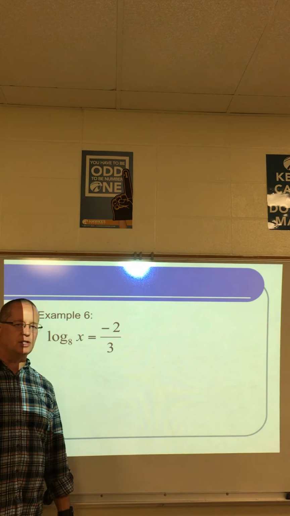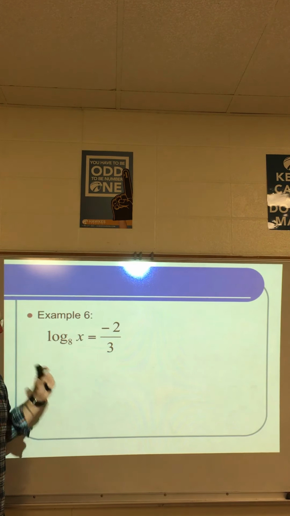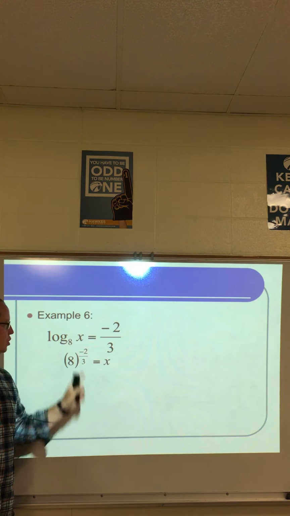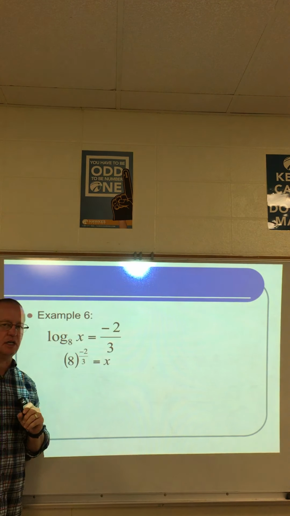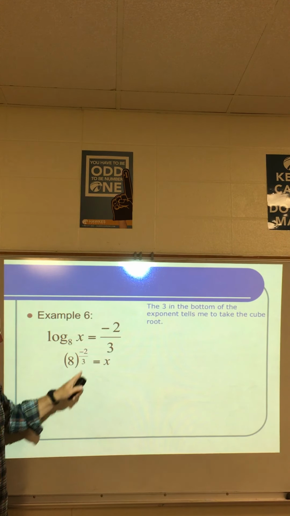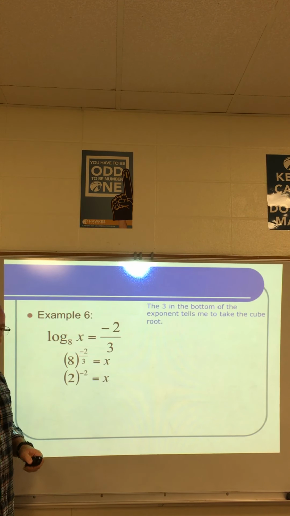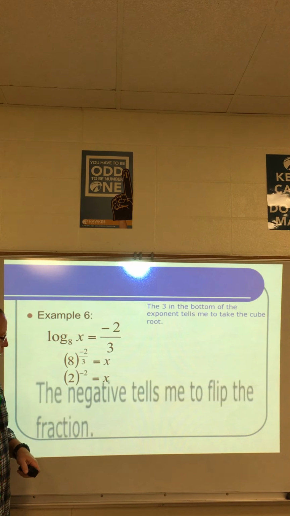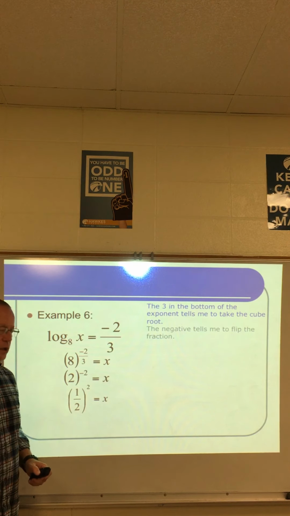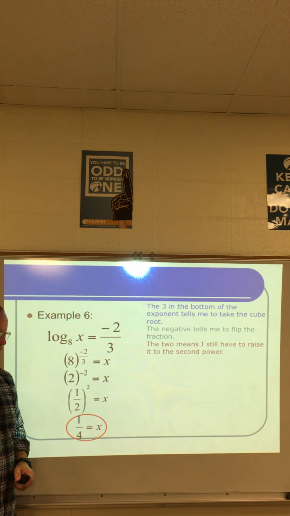So on a problem like this, probably as difficult as it can get, which is not very difficult at all, you're going to say, okay, go base to the power. You say 8 to the -2/3 power, because you always just say base to the power is equal to what's inside the logarithm. The negative tells you to flip that thing over. The 3 on the bottom tells you to take the cube root. We can go and do that right now. Cube root of 8 is 2. The negative tells me to flip it over, so that'd be 1/2 squared. And to square this fraction would be 1 squared and 2 squared, that'd be 1/4. Okay?